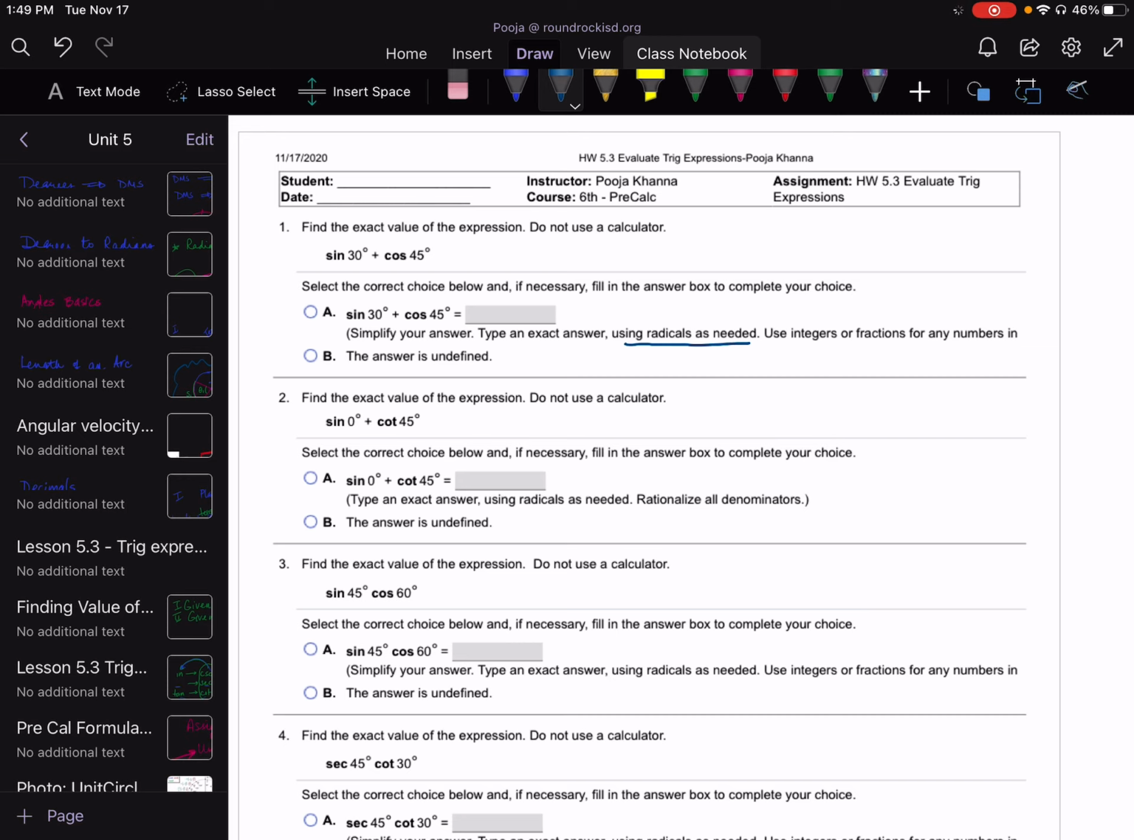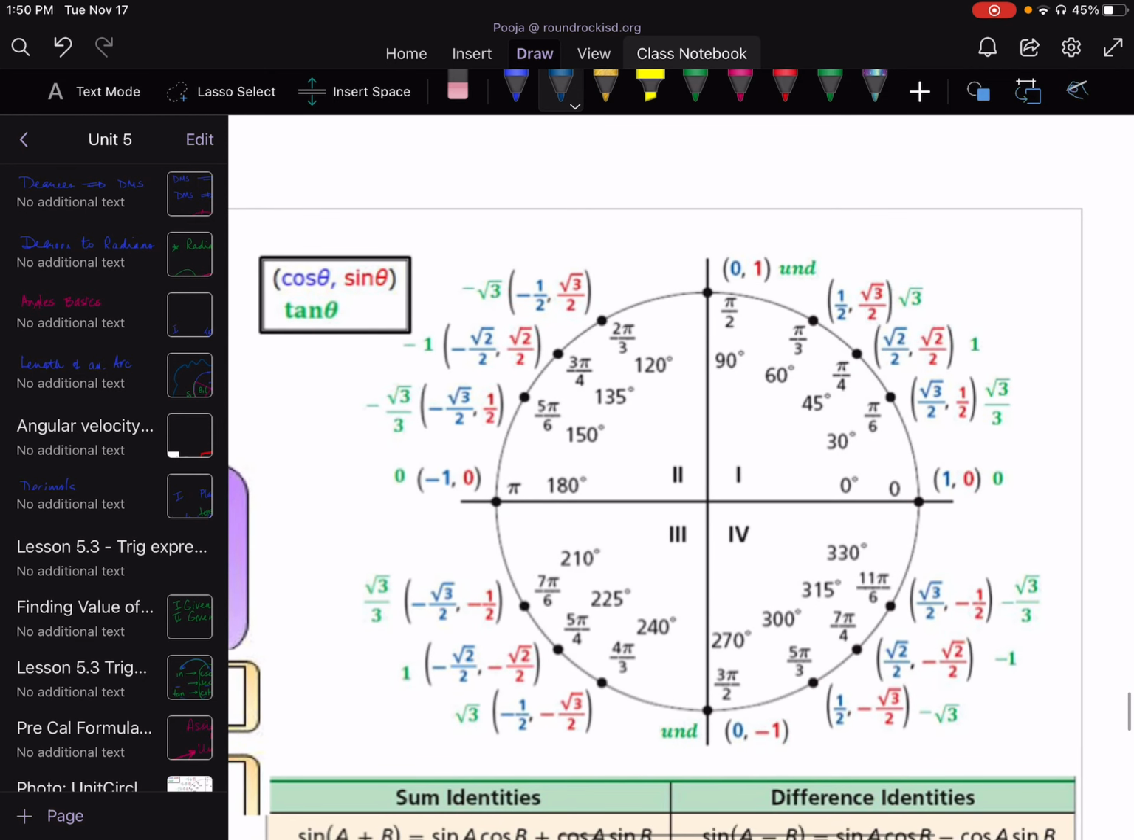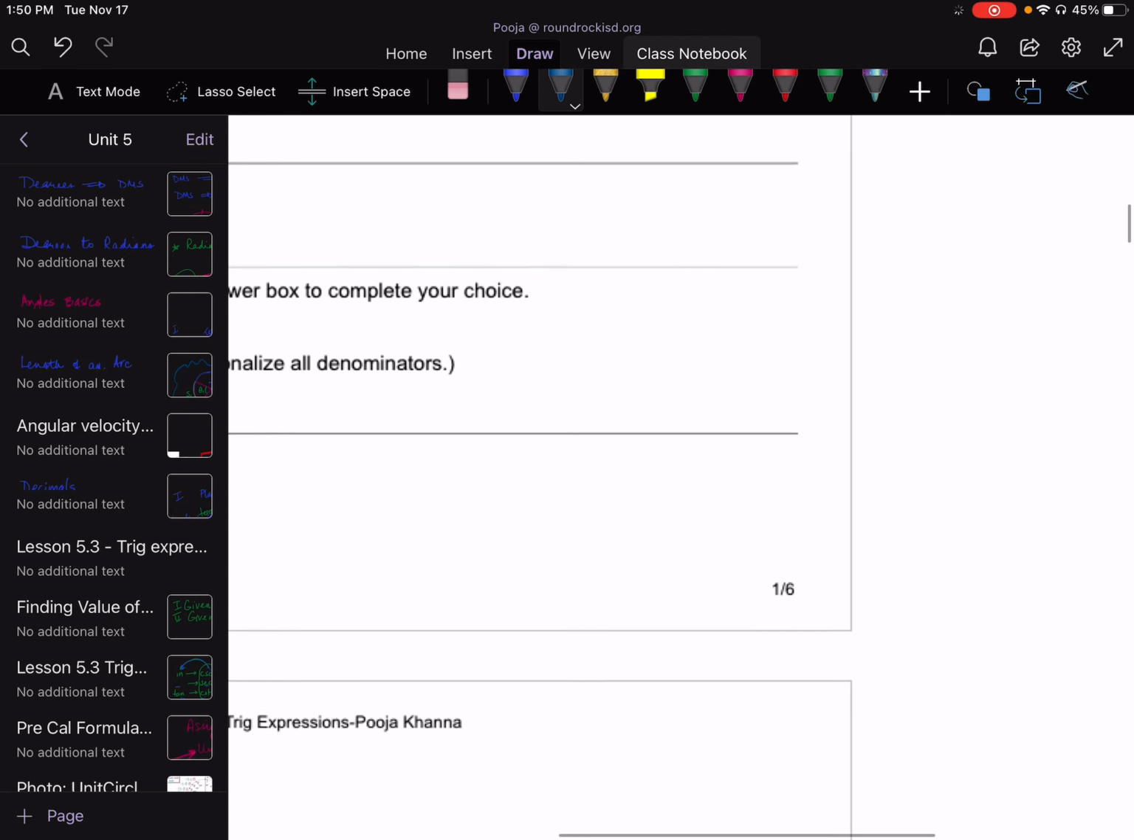So here we begin. They want us to take sine of 30 and add cosine of 45. If you look up on the unit circle, cosine of 45 is root 2 over 2. And sine of 30 should be root 3 over 2. Let's go ahead and check, I'm trying to get it off of my memory. So sine 30 and cosine 45. Cosine 45 is correct. Sine 30 is actually half. Why is it half? Because that's the y coordinate.